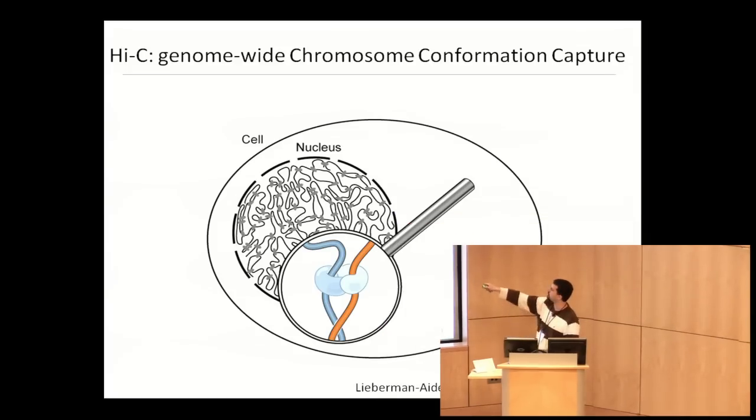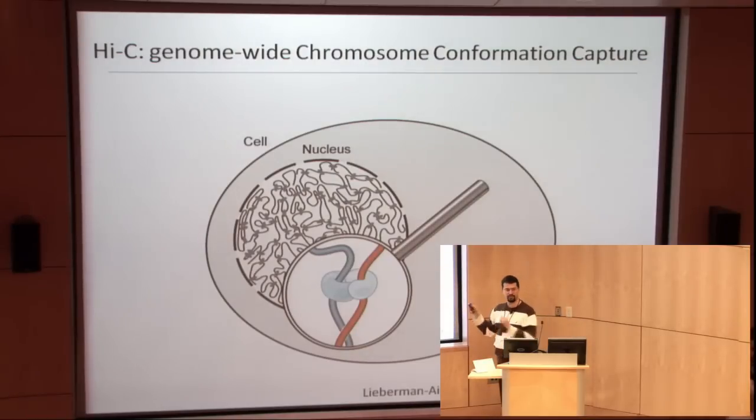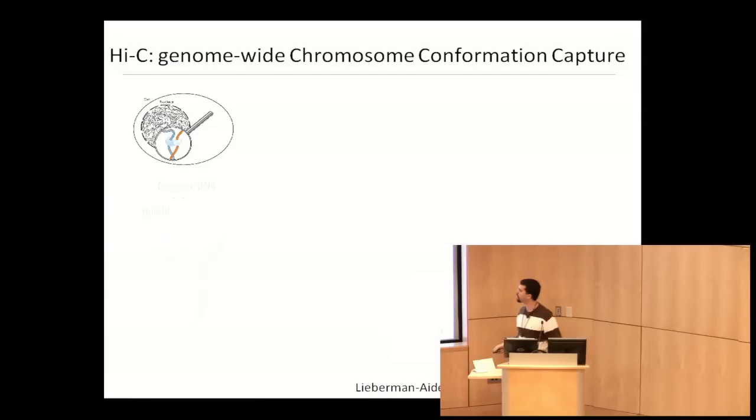So okay, here's the problem that we're going to try to solve. We're going to try to figure out how things are folded up inside the nucleus, and we're going to do that by virtue of trying to figure out whenever 2 pieces of DNA, say this blue piece and this red piece, are nearby in 3D, and just read that out. So how do we do that?